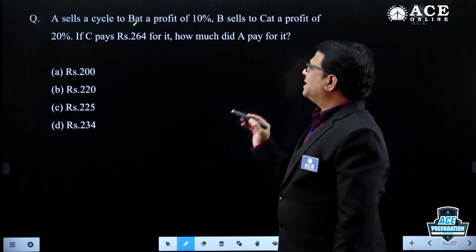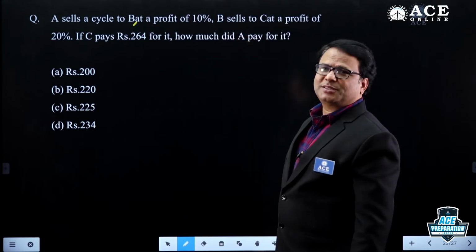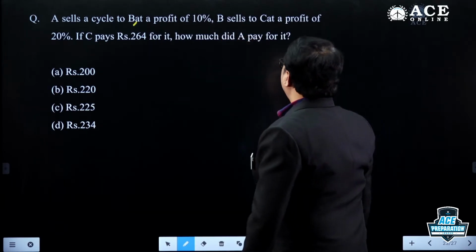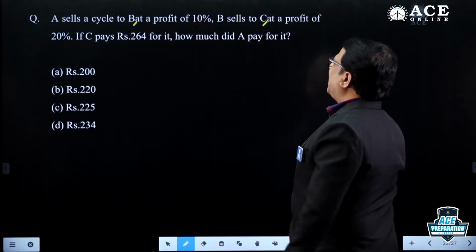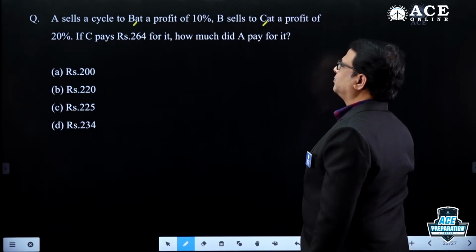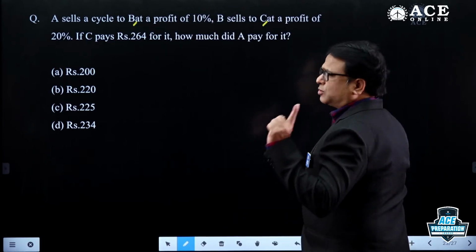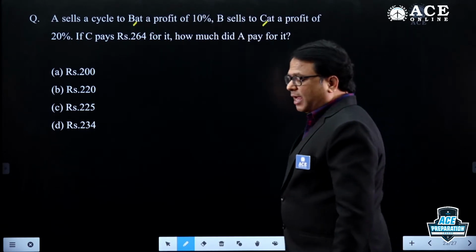Now, A sells a cycle to B at a profit of 10%. Then B sells it to C. Again, after C, there must be a comma. And B sells it to C at a profit of 20%. If C pays rupees 264 for the cycle, how much did A pay for it?